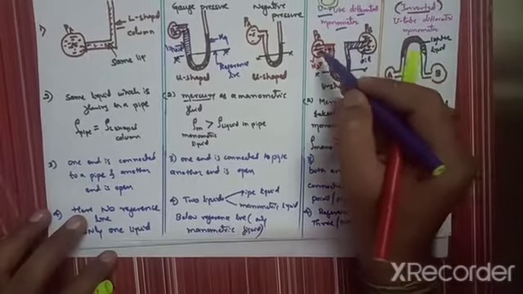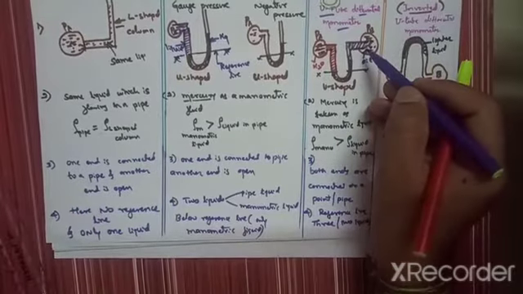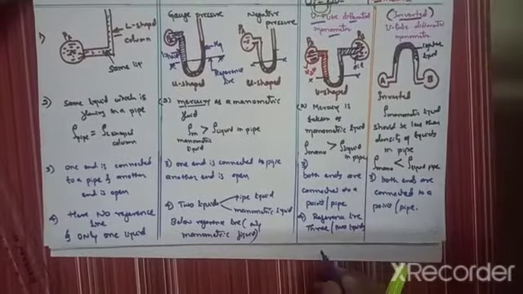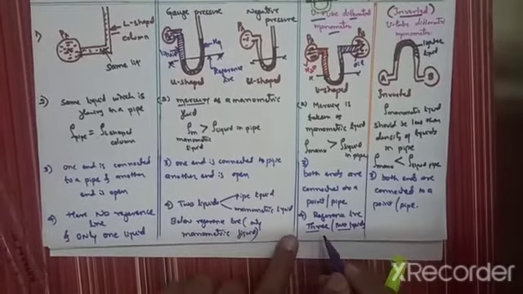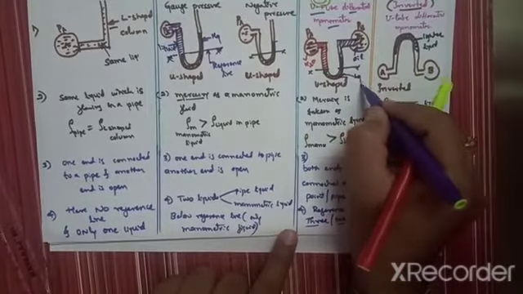Or in both pipe A and pipe B, there must be the same liquid. No problem at all. There must be the same liquid or maybe a different liquid. So I have written 3 or 2 liquids. And below the reference line, there must be only the manometric fluid, that is mercury.